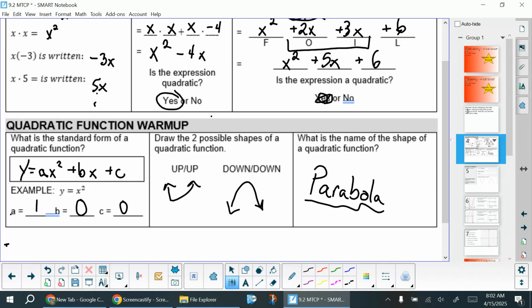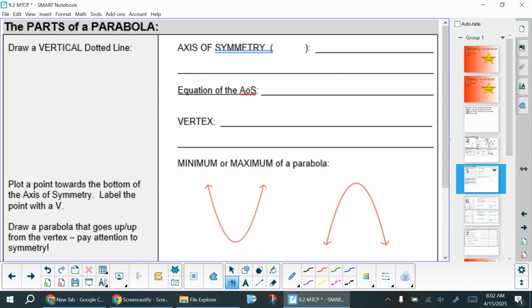Okay, so today we're going to be talking about all the different properties of parabolas. There's a lot of things, hopefully, that you've noticed about these so far. There's U-shaped graphs. We've talked about the idea that these are symmetric. And so we're going to have a few things going on here.